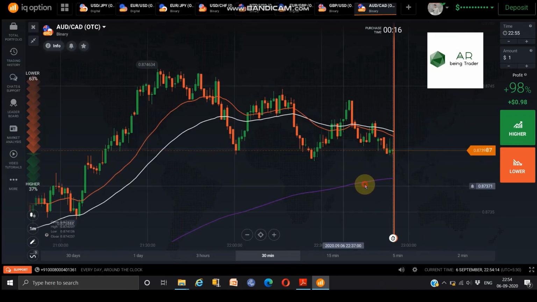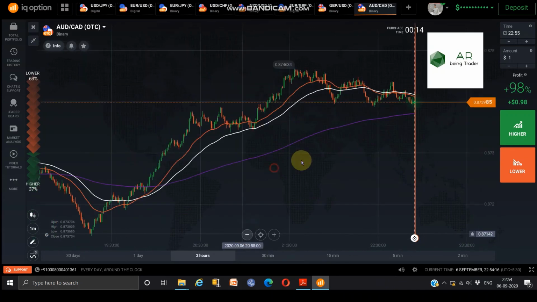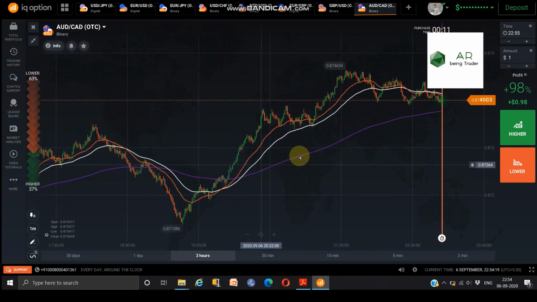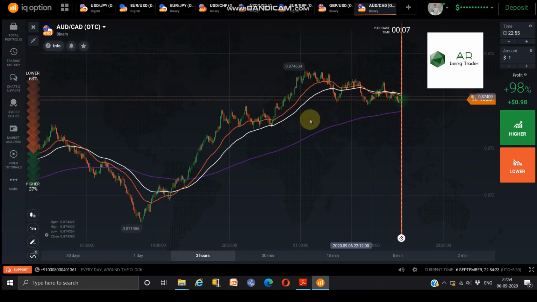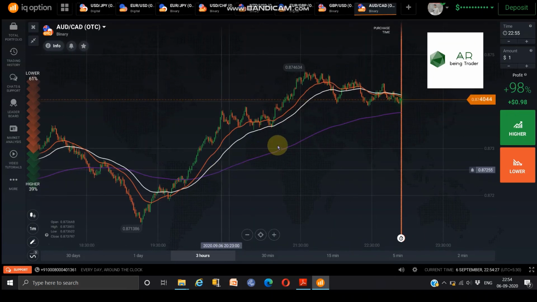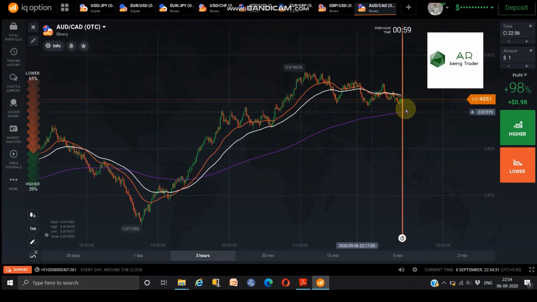Why? Because until the price or the market is above this 200 line, we will call it an uptrend only. Even though now it is going down, we will still call it an uptrend, because until it crosses the 200 EMA, we won't call it a downtrend.